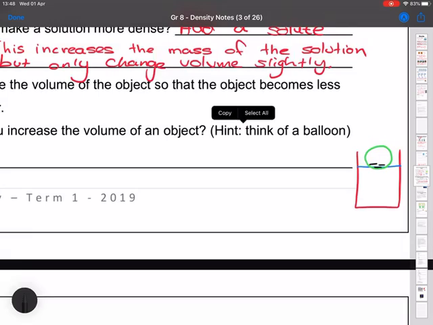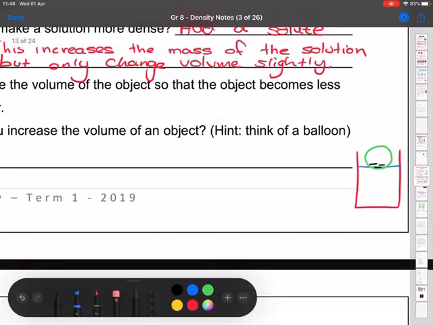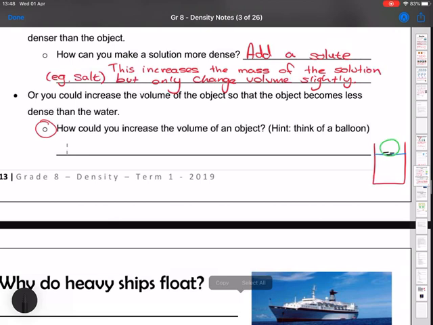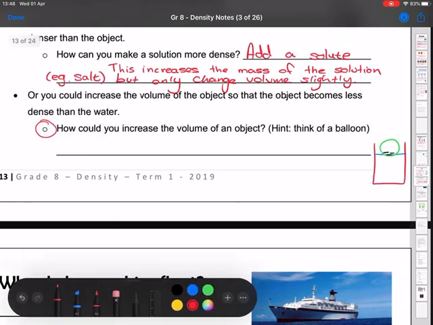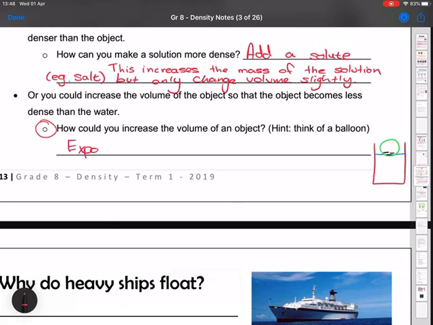So you can expand or inflate the object. You can do that by expand or inflate. Inflate means to fill up with air, the object.